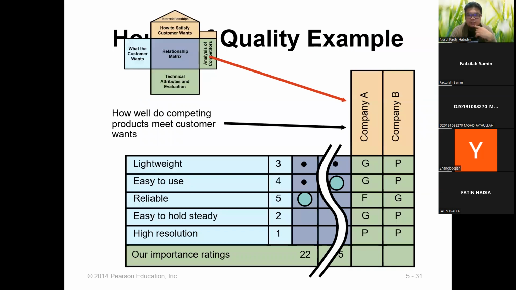For example, we try to show the competitors from two companies, company A and company B. You can see how the companies make a comparison across 5 specs from the customer: lightweight, easy to use, reliable, easy to hold, and high resolution. You can see the bottleneck, like a highway there. So you can see the difference between company A and company B.